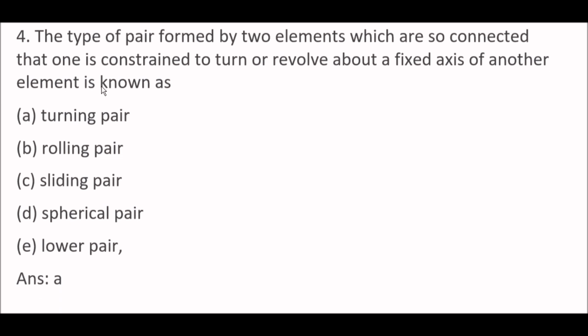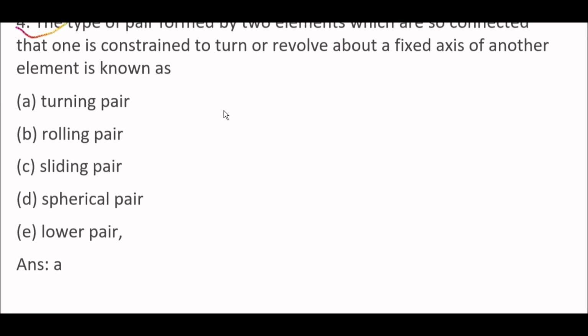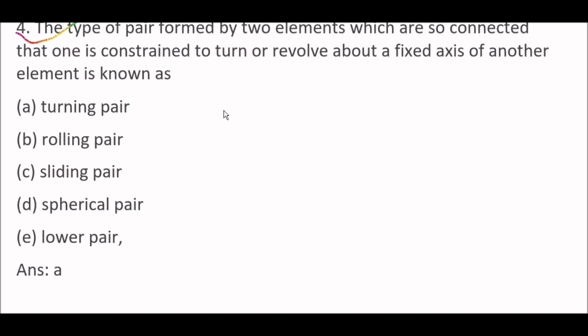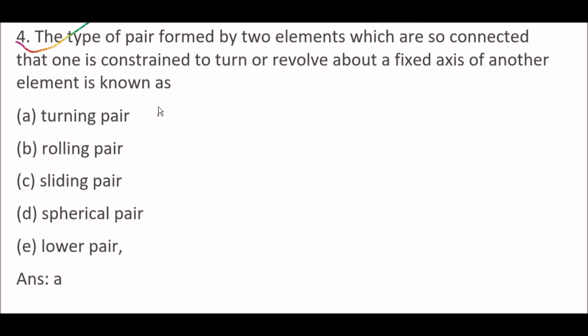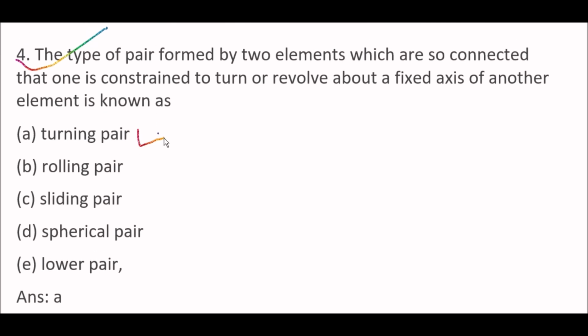Next question. The type of pair formed by two elements which are so connected that one is constrained to turn or revolve about a fixed axis of another element is known as option A, turning pair. Option B, rolling pair. Option C, sliding pair. Option D, spherical pair. Option E, lower pair. Here the right answer is option A, turning pair. Okay. The turning pair is formed by two elements which are so connected that one is constrained to turn or revolve about a fixed axis of another element.